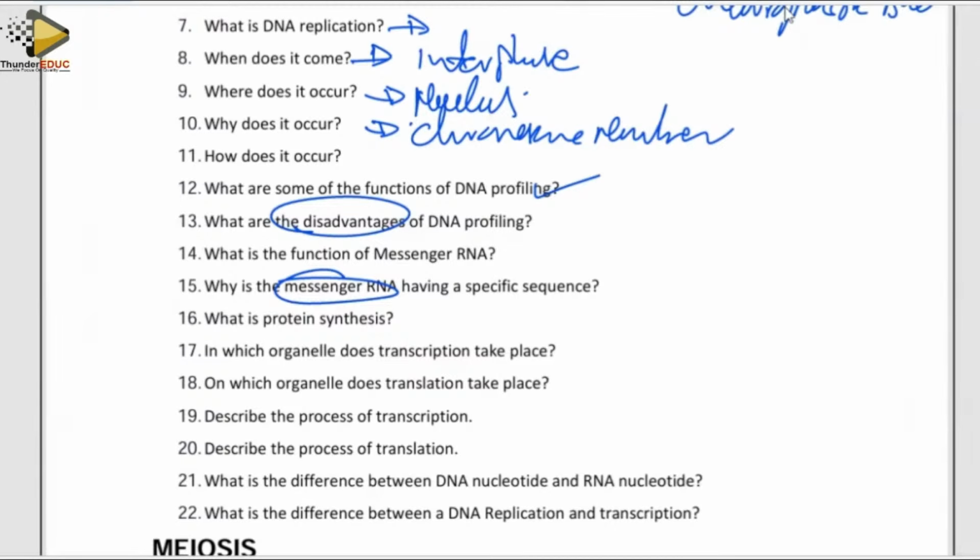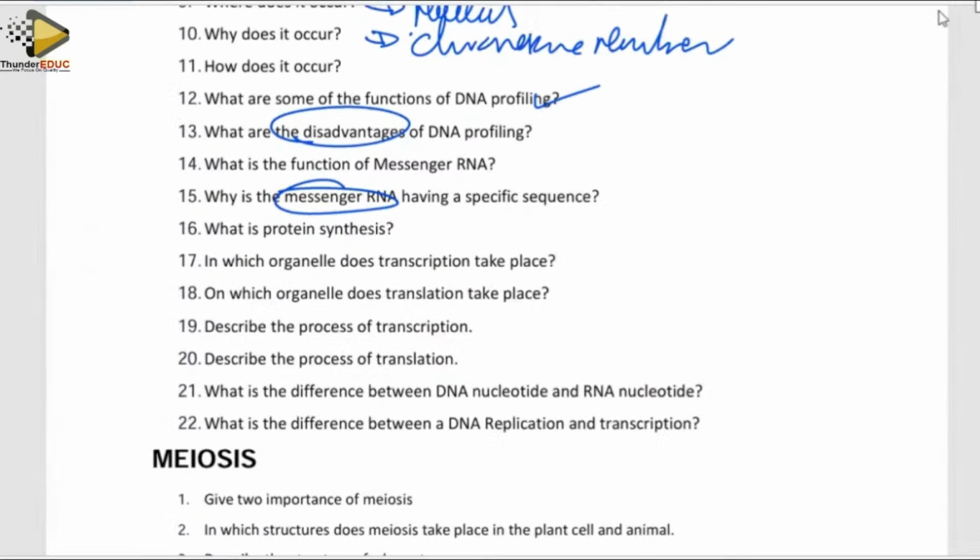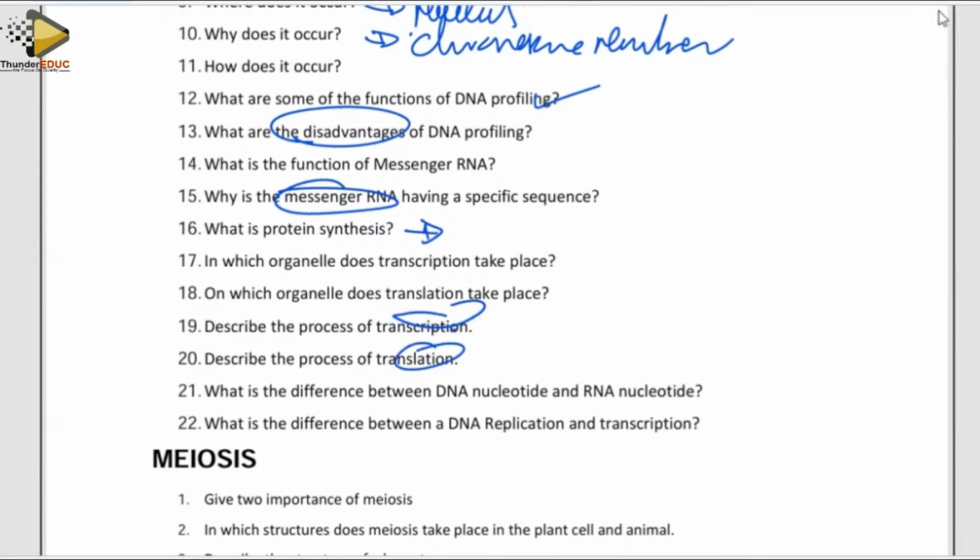Then we go, what is protein synthesis? We have talked about all this, but we are just doing a recap. What is protein synthesis? It is the process whereby the cell makes proteins. So this process is divided into two, that is transcription and translation. Transcription is the formation of messenger RNA, and translation is the formation of a polypeptide chain.